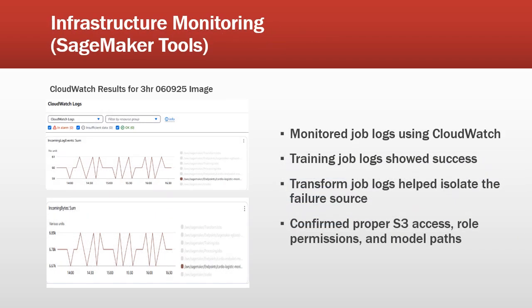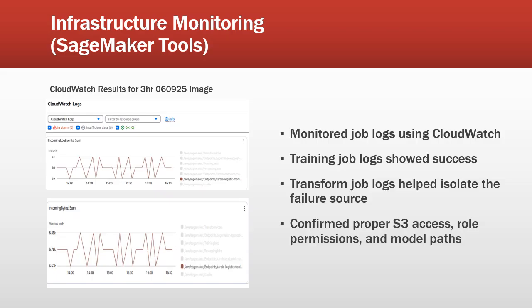So this code block sets up CloudWatch monitoring using the SageMaker data capture config. By enabling full data capture, we can track all incoming requests and outgoing predictions, which is critical for auditing and debugging in production deployments. We monitored all jobs using Amazon CloudWatch.